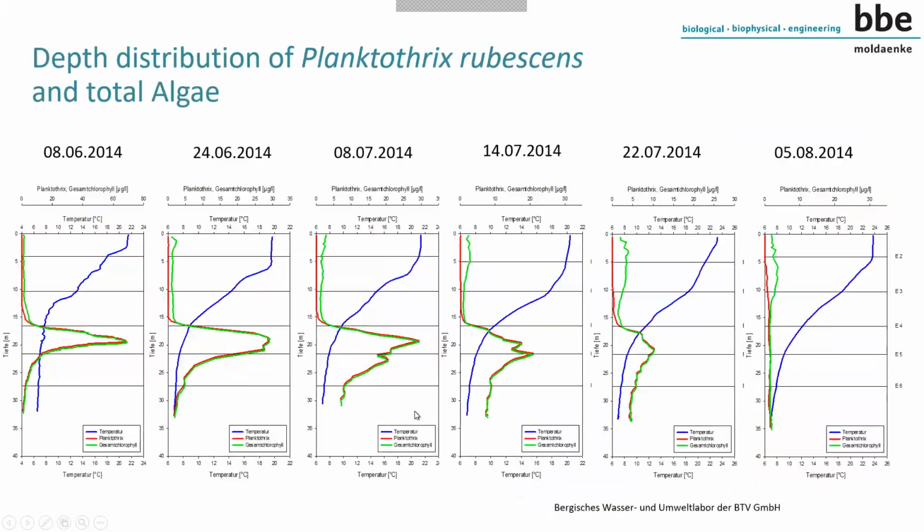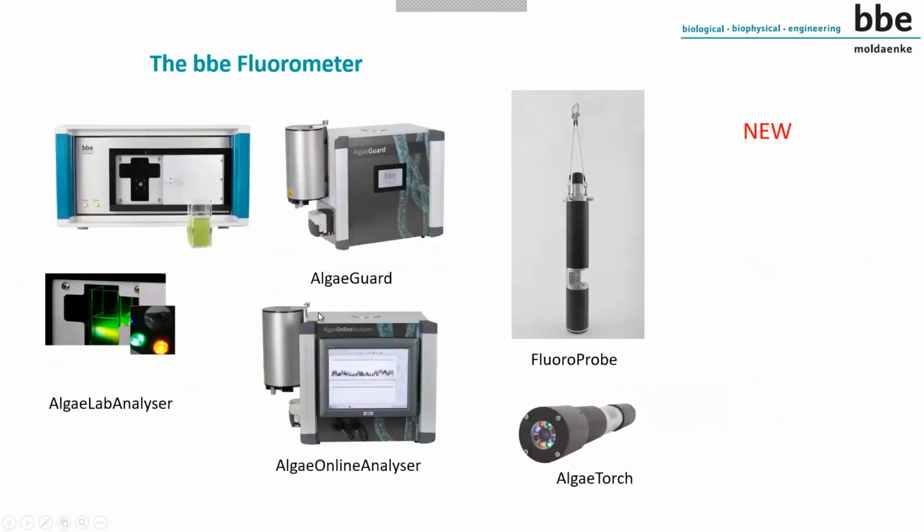If you see the depth distribution of Planktothrix rubescens and total algae, you see here over 2 months of measurement with this fluoroprobe, and you see here the temperature dependence, and you see the Planktothrix rubescens and the total chlorophyll are at a depth of 20 meters. During the year the depth dependence changes, and at the end of the year, when the bloom has collapsed, you have nearly no Planktothrix rubescens at all anymore. That's more or less what we want to tell.